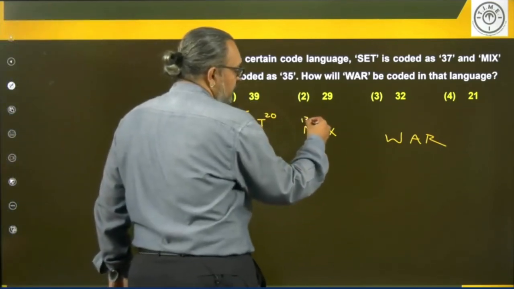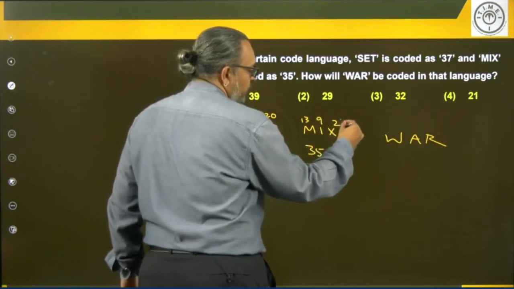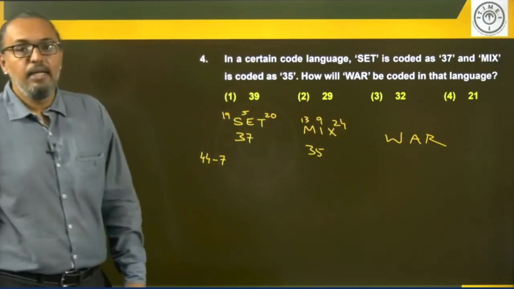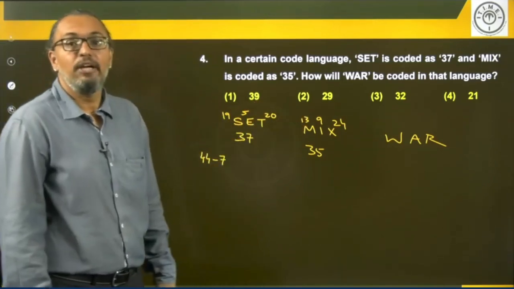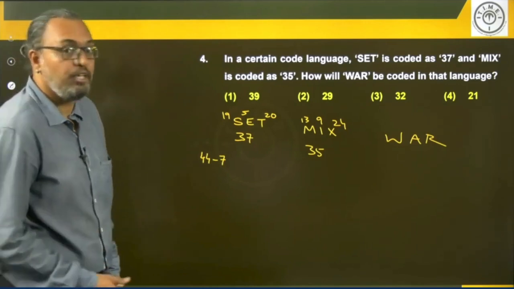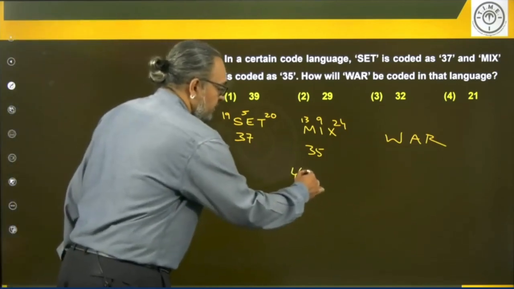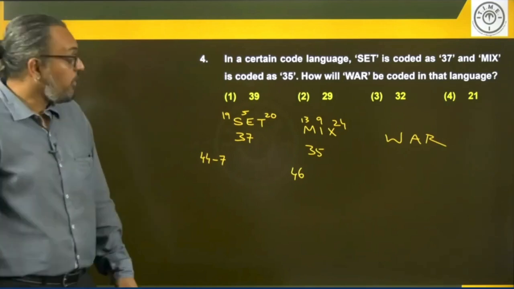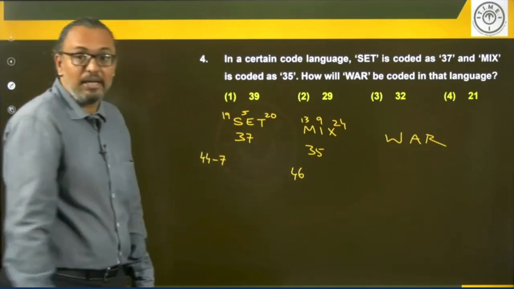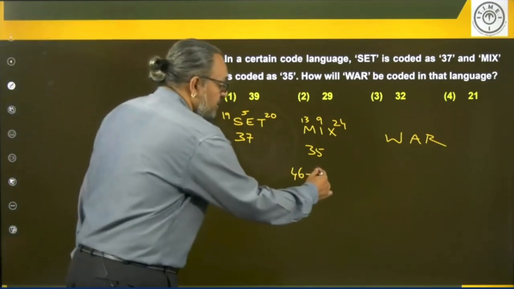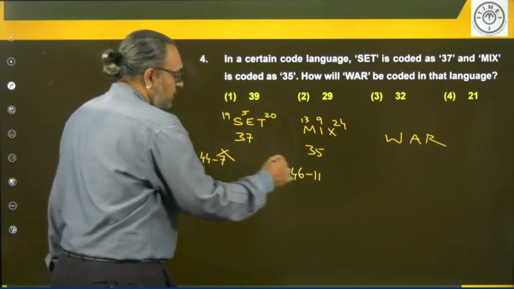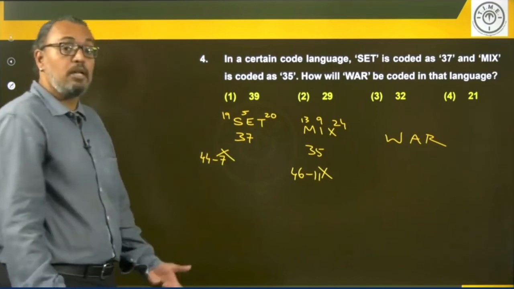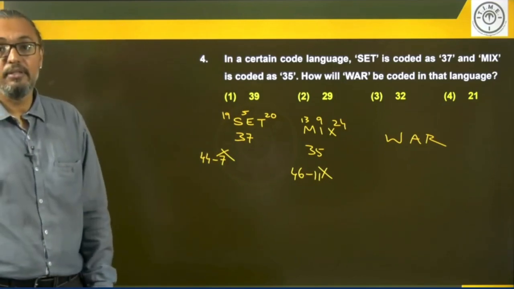Now M is 13, I is 9, X is 24. Now 13 plus 9 is 22. 22 plus 24 is 46. But 46 minus 7, am I getting 35? No, 46 minus 11, you are getting 35. Then that means this is not the logic that I am searching for because the number is different.